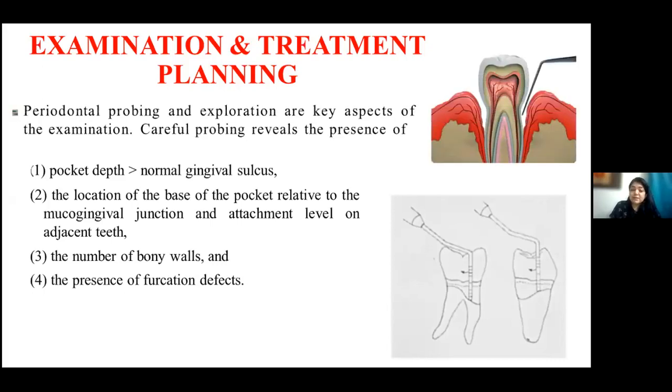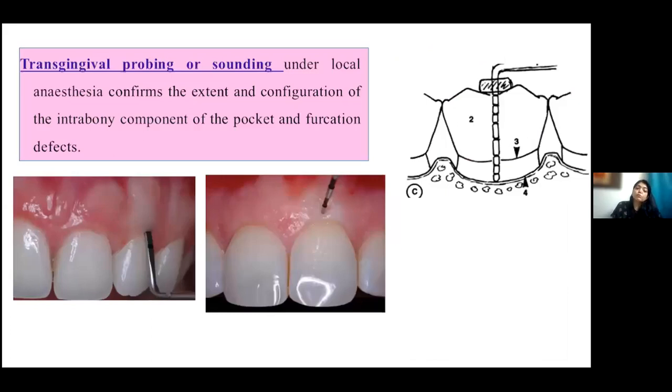But the key to treatment planning is first and foremost periodontal probing. Why? Because it tells you a lot of information: whether the periodontium is diseased, whether there is true attachment loss or not, whether it is a pseudo pocket or a true pocket, and whether furcation is present. That is how you do the planning.